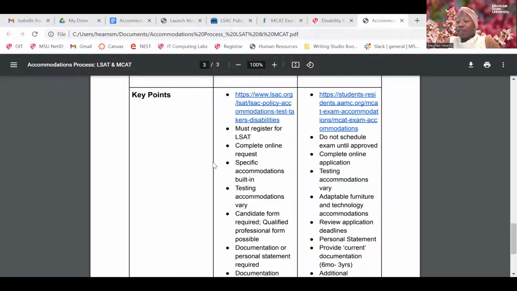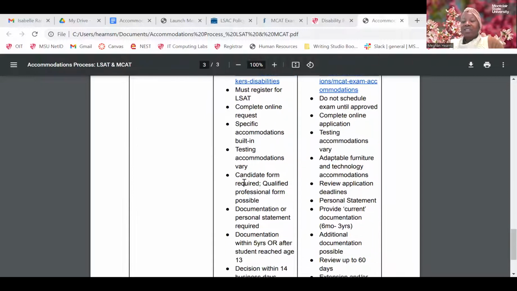There are going to be different forms required, again, based on the type of accommodation request and your diagnosis. Most importantly, I cannot stress enough, it's going to be really helpful if you register with the DRC. Even if you're just registering for the sole purpose of requesting accommodations for these exams, it will take a lot of the stress out of figuring out this information and what documentation is required for either exam.